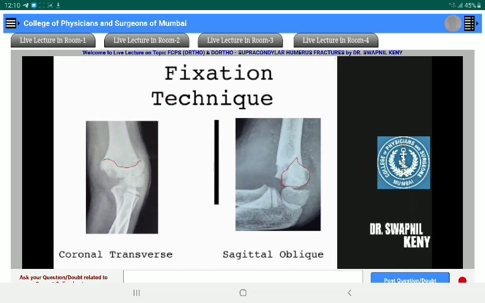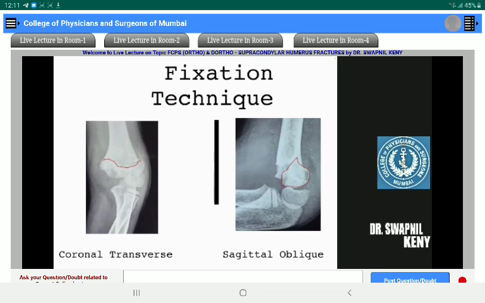So the first step is going to be the reduction. And what is the reduction maneuver? The reduction maneuver is traction, counter traction. You then correct the rotations and see to it that the proximal and the distal fragments, that is the arm and the forearm, are in the same rotation. You try and correct the varus valgus strain so that you have a cubitus rectus or a little bit of a cubitus valgus depending upon the opposite side.